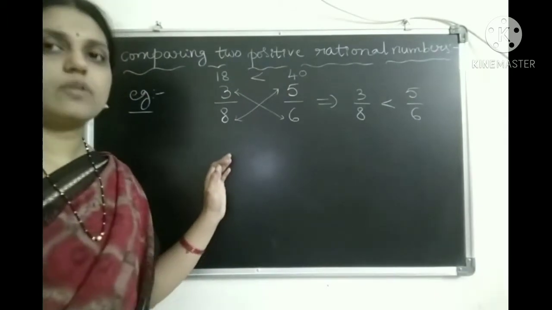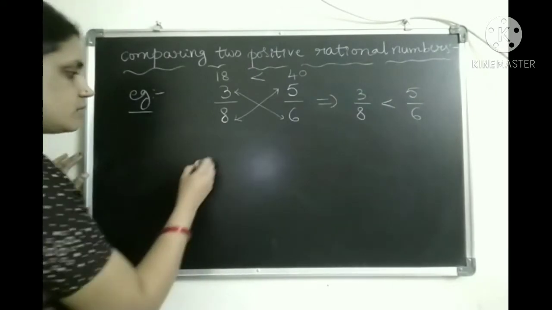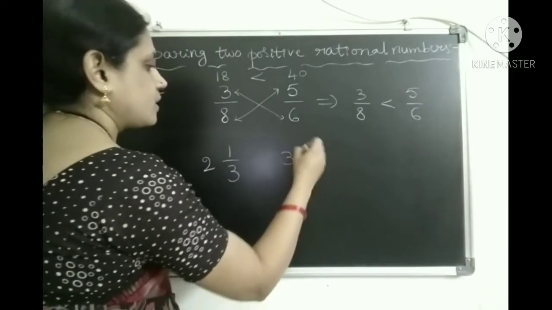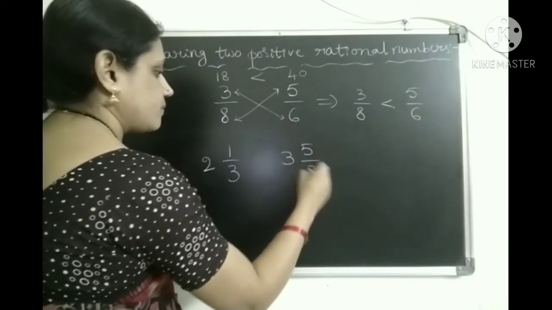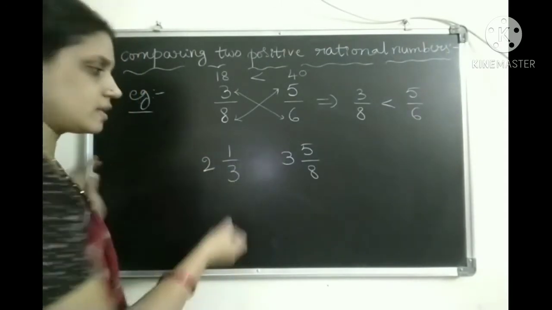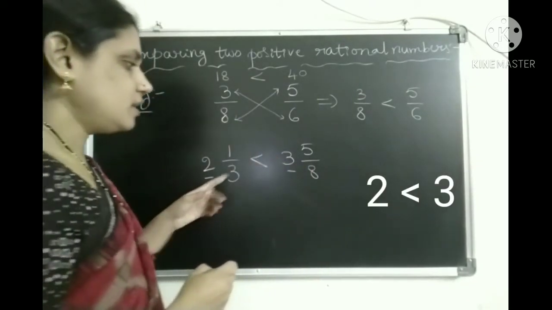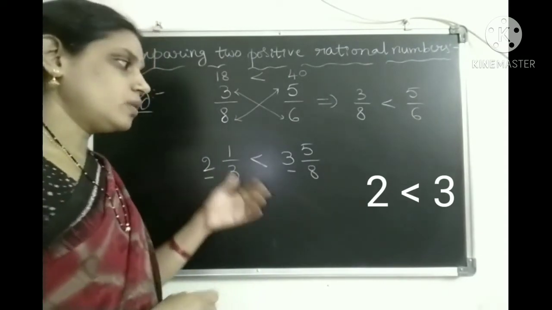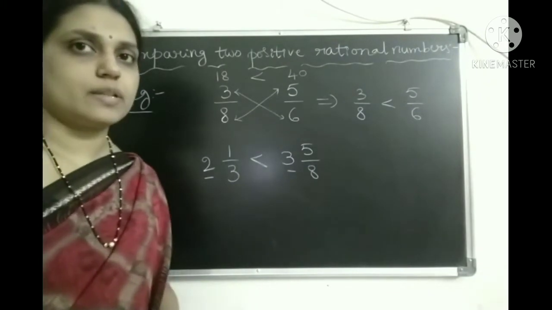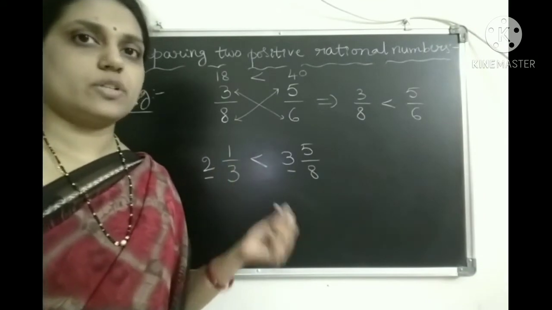The same method we can follow for any type of fraction, proper or improper also. Mixed fractions are actually very easy to compare. Suppose here 2 1 by 3 is there and 3 5 by 8. How to compare two mixed fractions? Here only the whole numbers you can compare, so it is less than. So 2 1 by 3 is less than 3 5 by 8 without converting into improper fractions, just by seeing the whole numbers we can compare. That is the method of comparing two positive rational numbers. It is just similar to comparison of fractions.